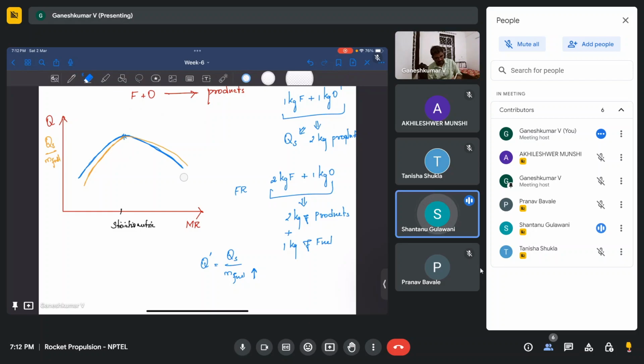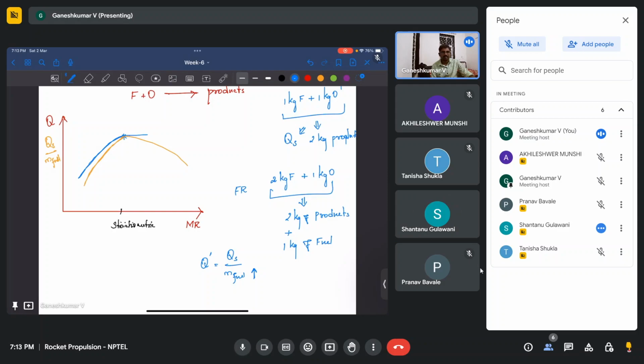Yes, but the blue curve will be flat. Why do you say so? That's because the excess oxygen will not react, it will remain as it is. How is Q calculated? Q is calculated from the heat of formation of products minus reactants, with a negative sign. The oxygen remains as it is on the product side as well, and because the formation enthalpy of oxygen has zero value, Q will not change.